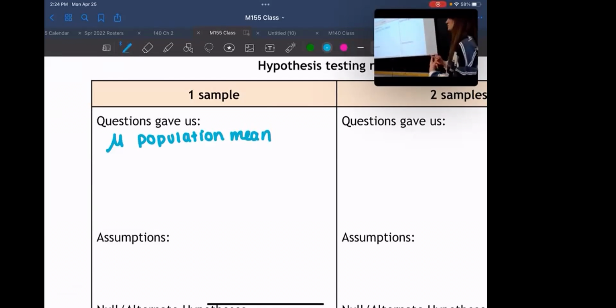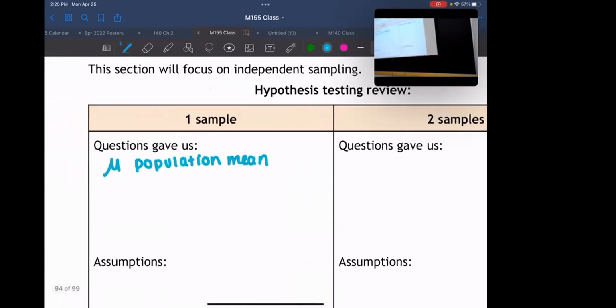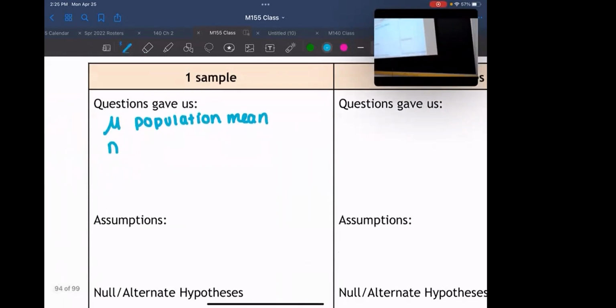Sometimes we're given the population standard deviation. In this section, let's focus on the sample standard deviation for now. So let's go into the sample. We do a sample of size n, right? So that's the sample size. And since we have a sample, we can find the sample mean, which is x bar. And since we have a sample, why don't we also find the sample standard deviation as well, right?